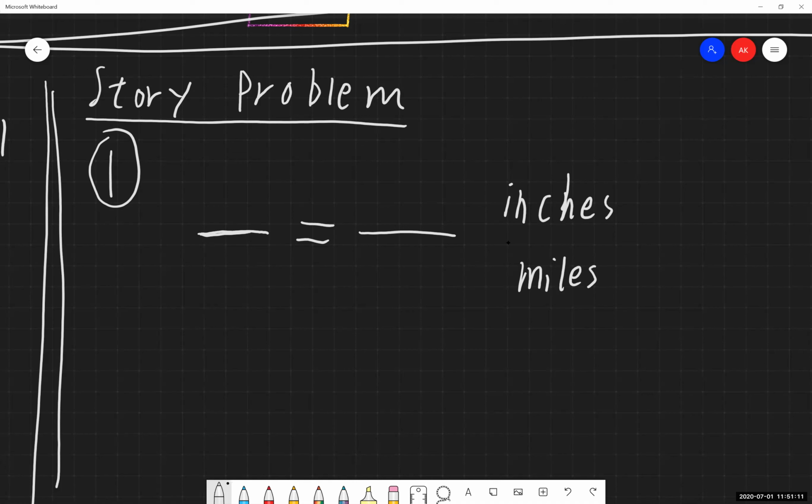So we have 2 scenarios here. We have the original scenario, which tells us the ratio between inches and miles. The 1.5 inches is equivalent to 5.5 miles. So I am going to write that in on the left side of my equal sign in the corresponding spot with its corresponding units. So 1.5 inches is equivalent to 5.5 miles.